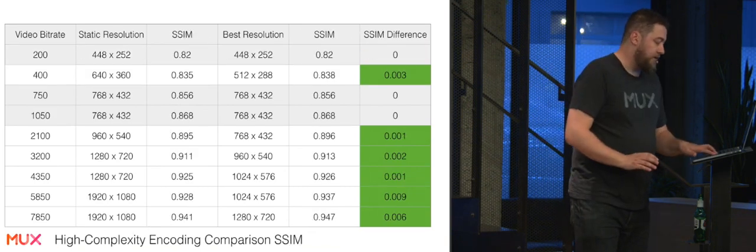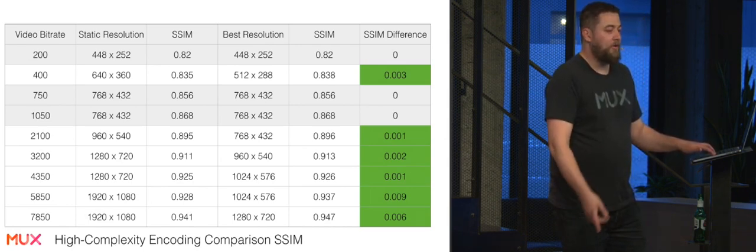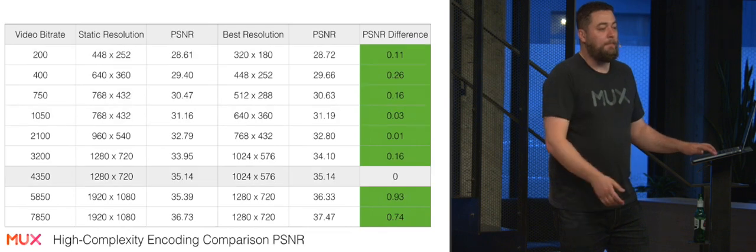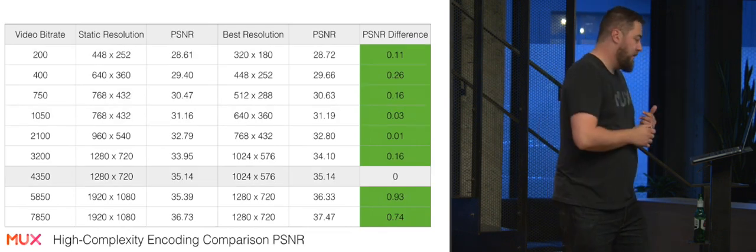The same thing happens with SSIM. The numbers are very small. They're not very impressive numbers. This is why I don't understand SSIM. The curve looked great, but these numbers don't. But PSNR looks good. PSNR, we're back. We're doing even better across everything.